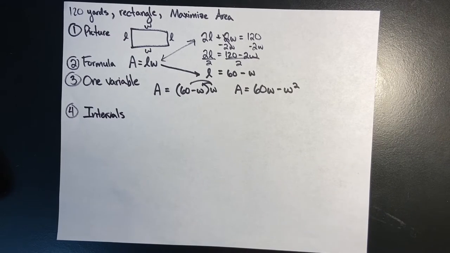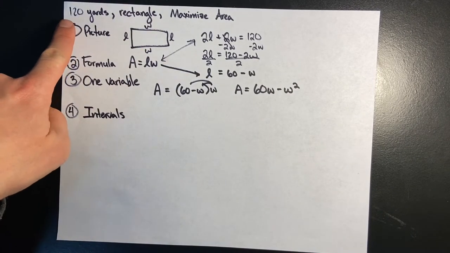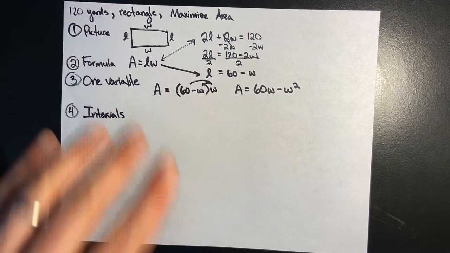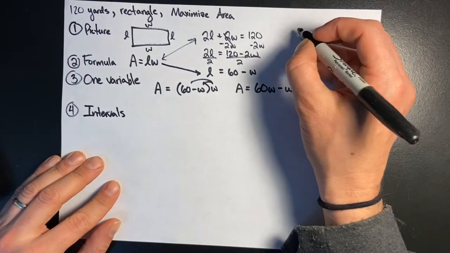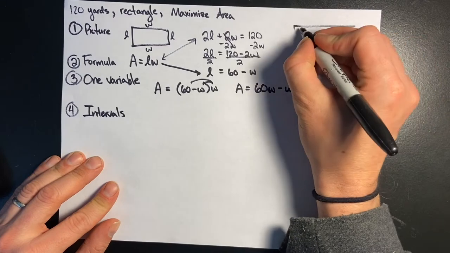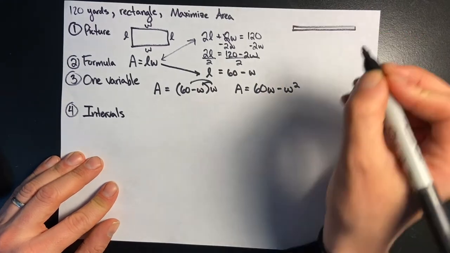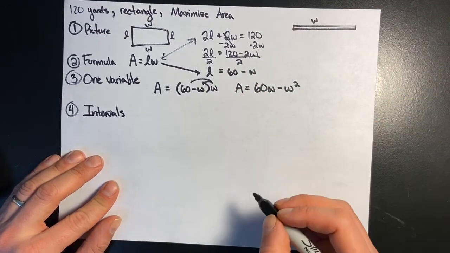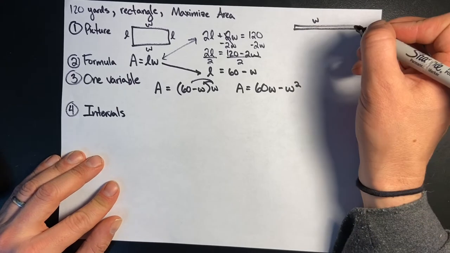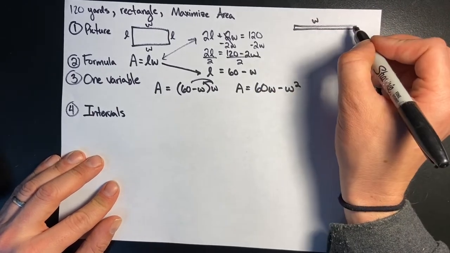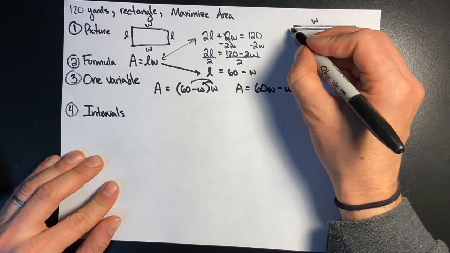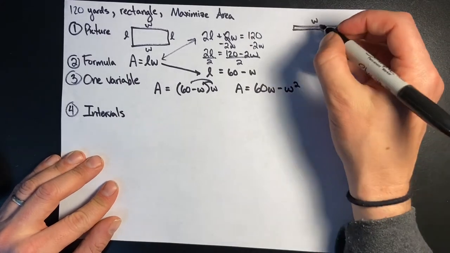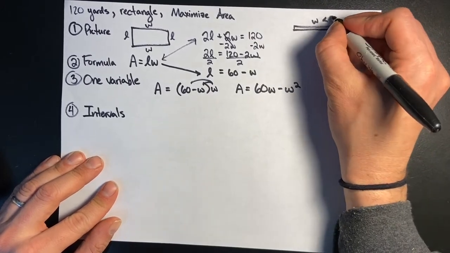If I'm making a rectangle where my perimeter is 120, I could draw as many pictures as I want. Even if I were to make this the skinniest rectangle possible, my width can't be any more than 60. Because if that was like 61, let's say, I'd have 61 and I'd have 61, and the length could be like 0.0001 yard or whatever, and that would be no good. So my width has to be less than 60.